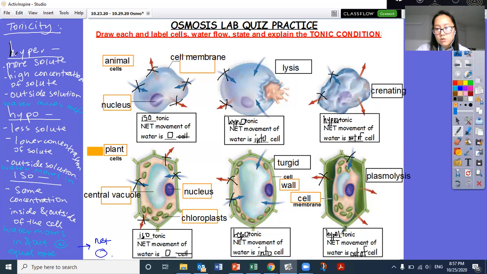Okay, again, these are all relative. You're comparing the outside solution to the inside of the cell. It's relative to that specific cell, right? A different cell could be hypo or hypertonic in the same solution, just depending on the actual concentration contained inside of the cell.